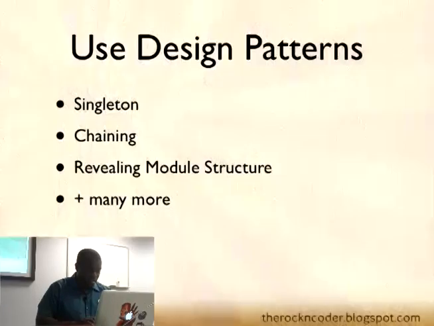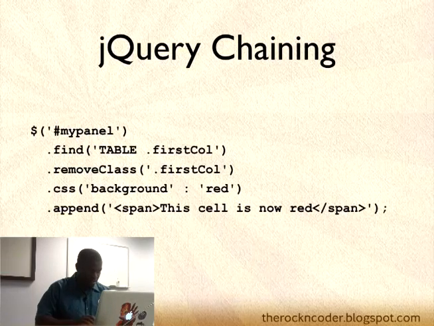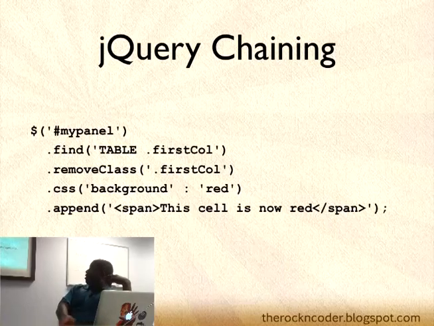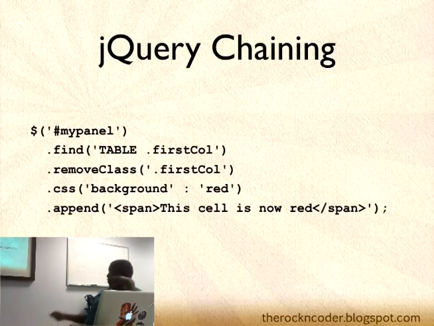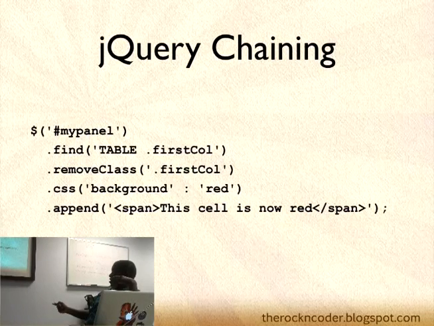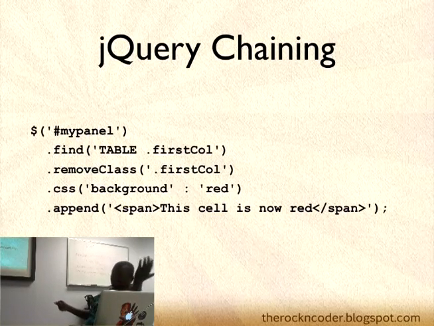In fact, let me go back to this guy. So jQuery uses chaining a lot. This reads as, we're trying to find an ID that is called my panel on the screen. Once we find it, we're going to try to find the table and get the class called first column within it. We're going to remove that class first column. We're going to change the background to red, and then we're going to append to the end of this thing, this cell is now red.